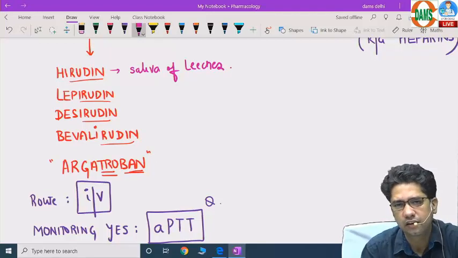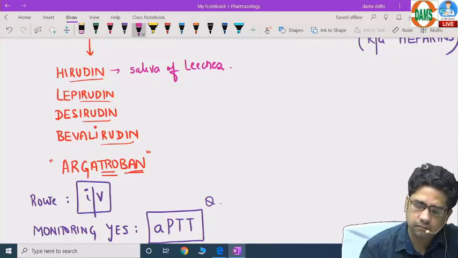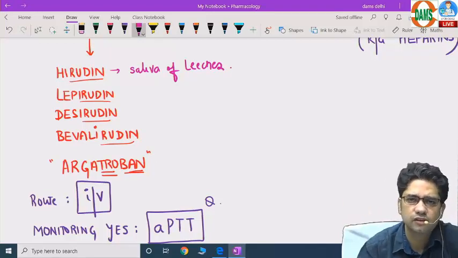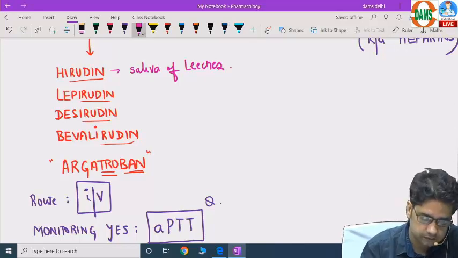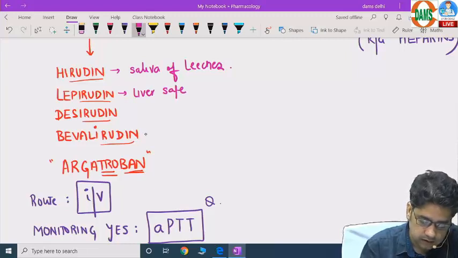Now it is not available. कौन leeches को पकड़े, माउथ ओपन करे, saliva निकाले? So it is commercially now unavailable. Lepuridin you will write liver safe. Ergatroban you will write renal safe.